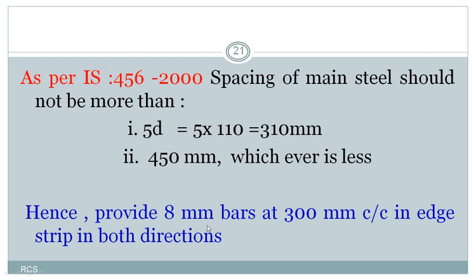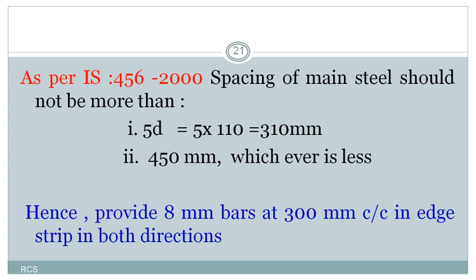Hence provide 8 mm bars at 300 mm center to center in the edge strip in both directions, the X direction and Y direction. So this is how we calculate the area of steel in the middle span region and edge strip region along the X and Y directions.